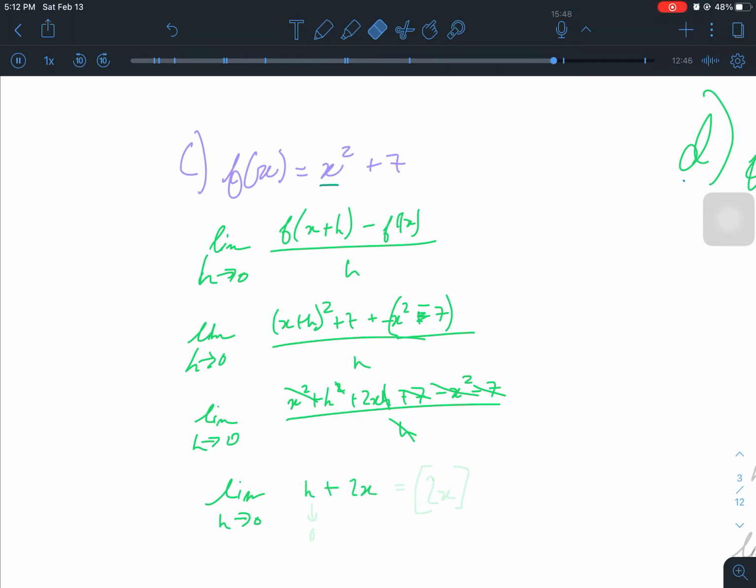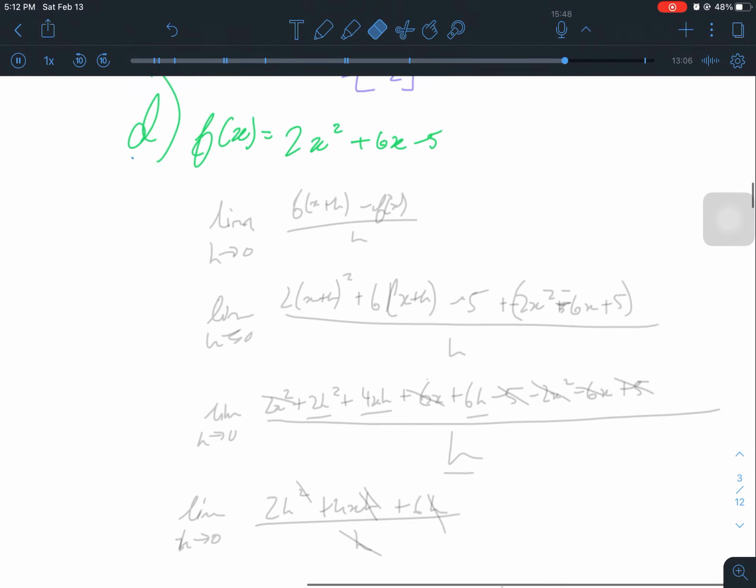Now here we're left with an h, right? Now remember at the end I said h is just basically 0. It doesn't have a real value. So we can just say that's 0, right? So we can just say that equals 2x. Yay.